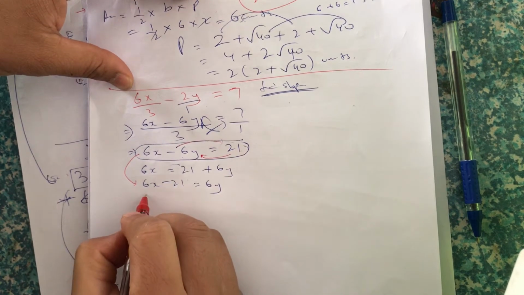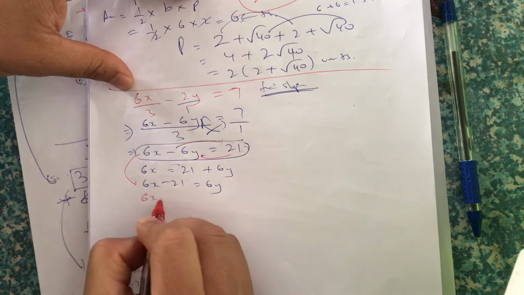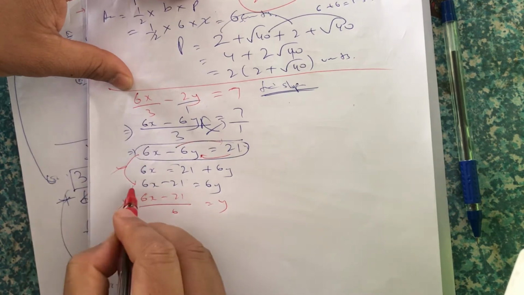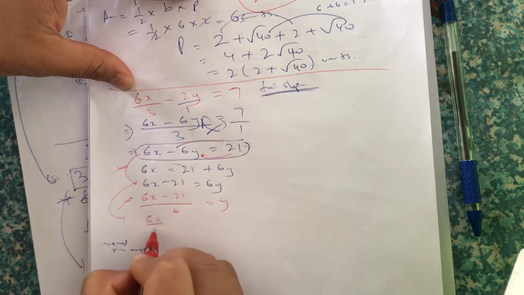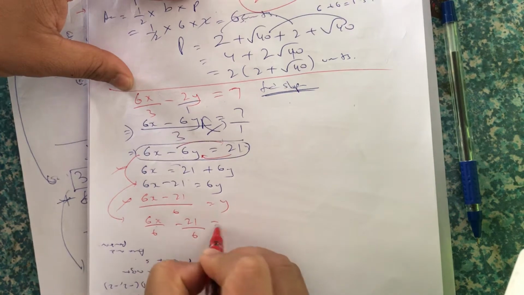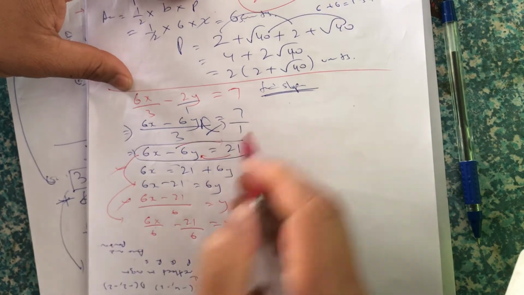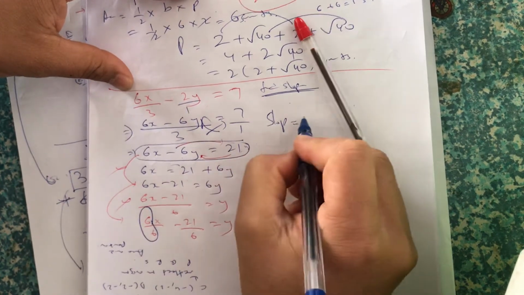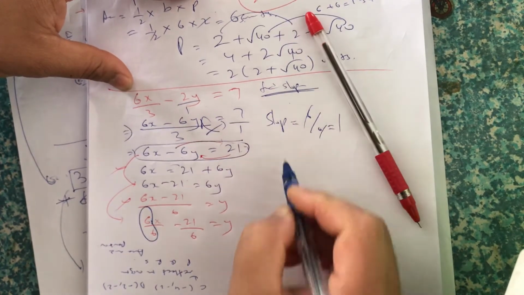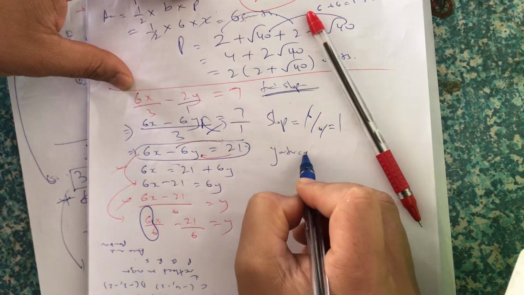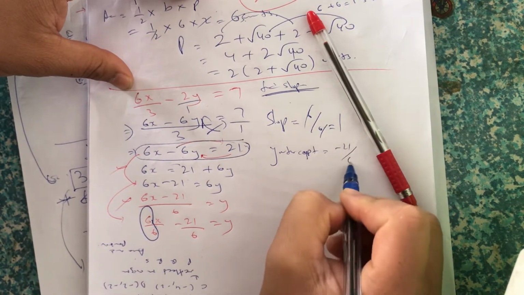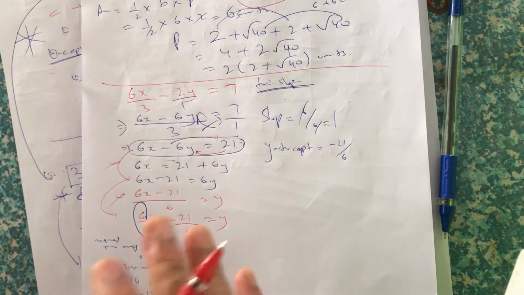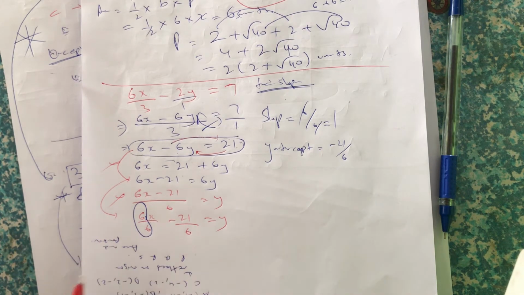So there are times when we can skip. From here directly what you can write is 6x by 6 minus 21 by 6 is equal to y. So then what do I get? Along with x, we have this. So my slope is equal to 6 by 6, if it can be cancelled, and then the y-intercept is equal to minus 21 by 6. So that is how we go ahead and find our slope and our y-intercept whenever an equation is given.